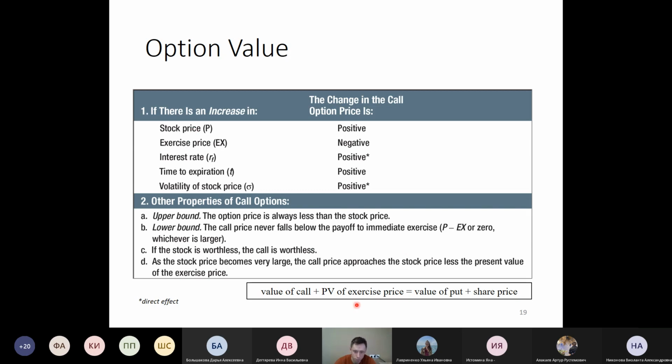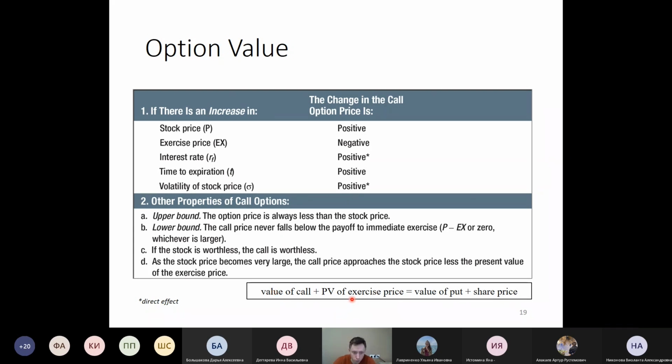Exercise price, negative. Yeah, if this part goes up, the exercise price and its present value goes up, in order to keep the equation equal, the value of the call option must go down. Interest rate is also positive, because the higher the interest rate, the lower the present value of the exercise price. So this value gets lower, therefore this value gets higher. Time to expiration, the same thing. The higher the time to expiration, the lower the present value, the higher the value of the call option.